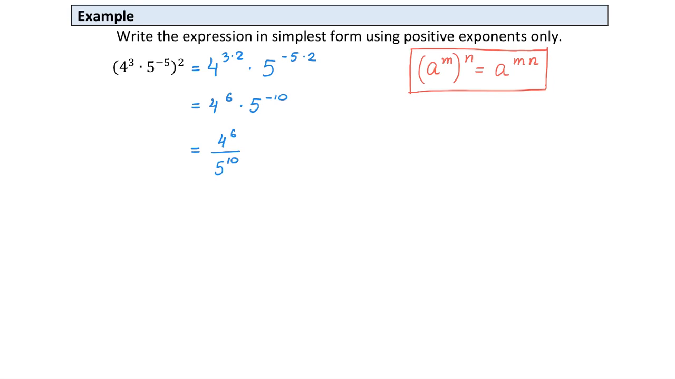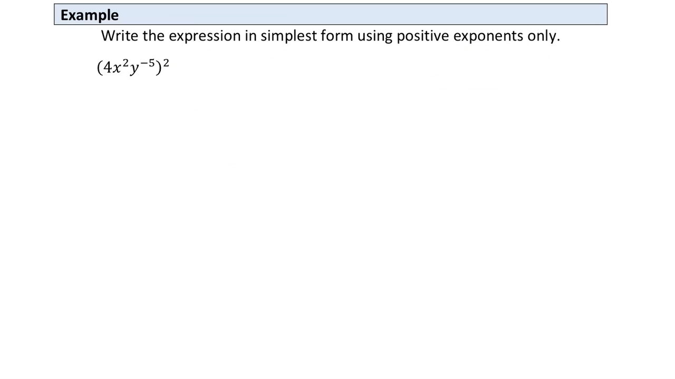If we wanted, we could use a calculator and raise 4 to the power of 6 and then raise 5 to the power of 10. However, we will end up with pretty large numbers, so we could just leave the answer as it is. In the next example, we will simplify 4x squared y to negative 5, all to the power of 2.